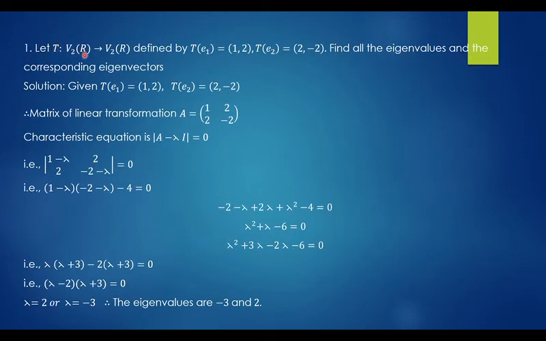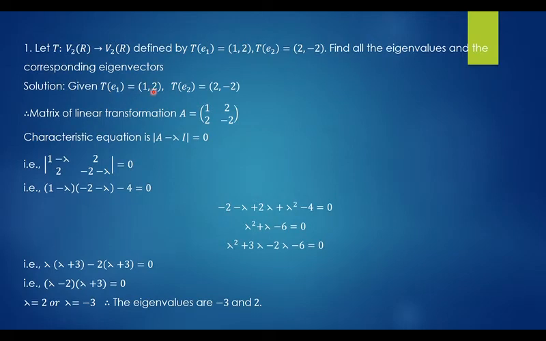Hello students, in this session let us learn to find the eigenvalues and the corresponding eigenvectors of a linear transformation. In this problem it is given that T is a linear transformation from V2 of R to V2 of R defined by T of E1 equals (1, 2), T of E2 equals (2, -2). Find all the eigenvalues and the corresponding eigenvectors.